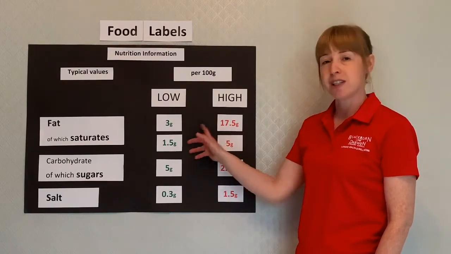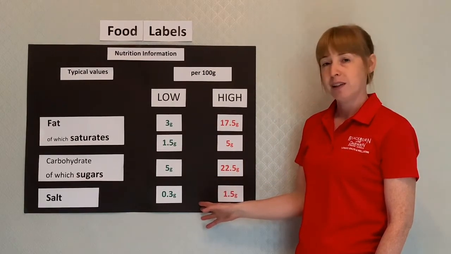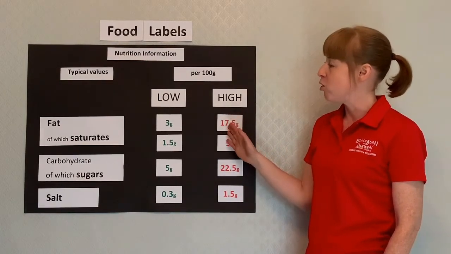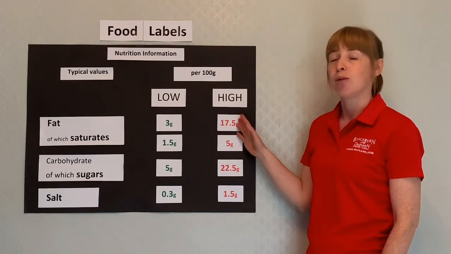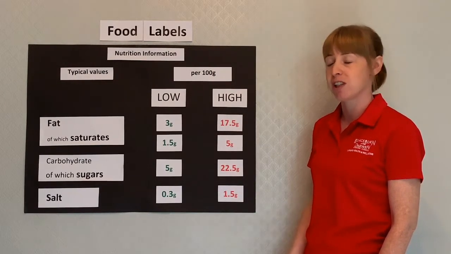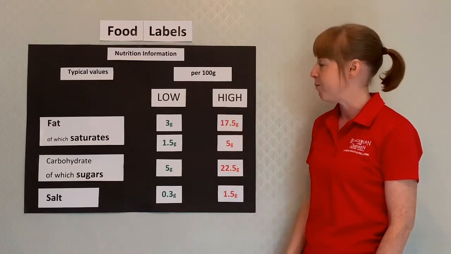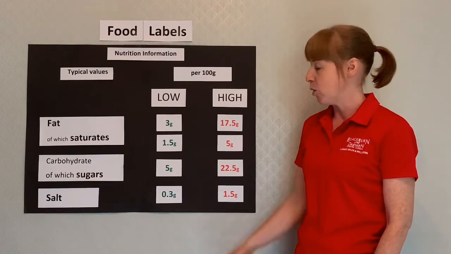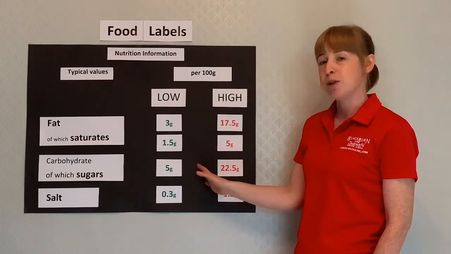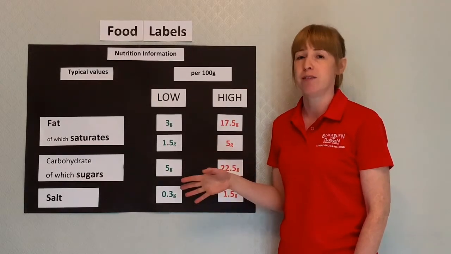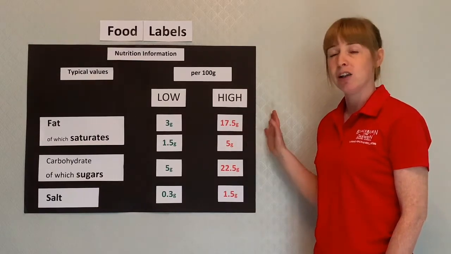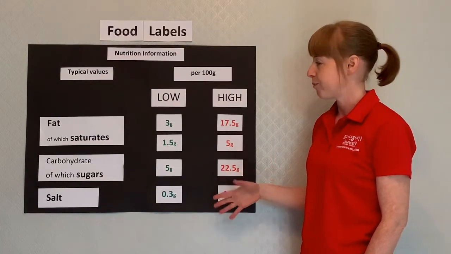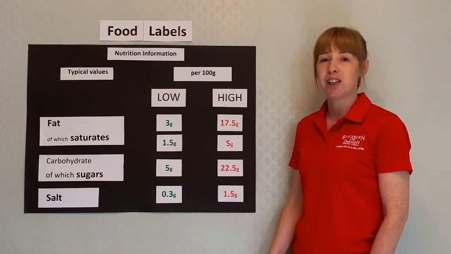So you'll see numbers in between these as well. The lower down, obviously the better, and as the numbers creep up towards the higher end, we're wanting to see if we can find products that move us a bit lower down. So low we can have as often as we want. Anything that sits in between is an okay product to have most of the time. Anything high and above, we want to limit to an occasional food. So that's the nutrition information.